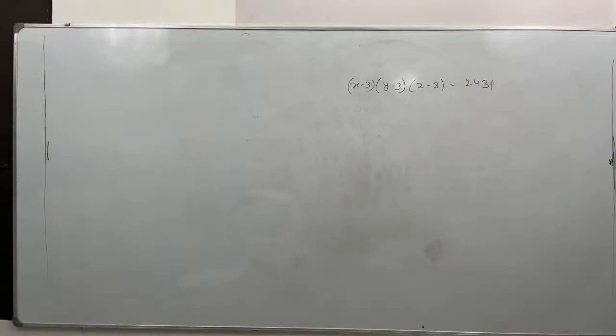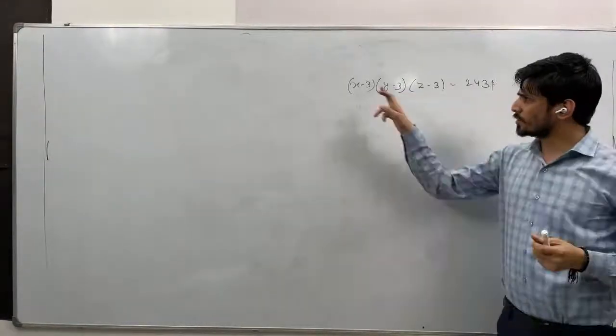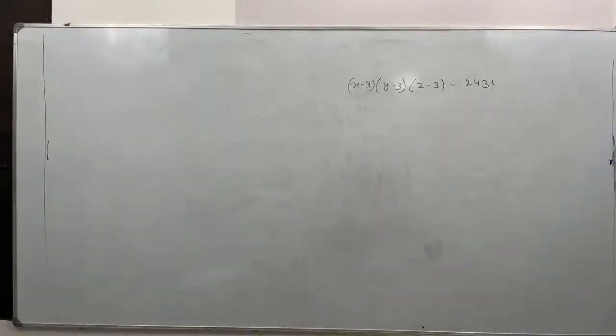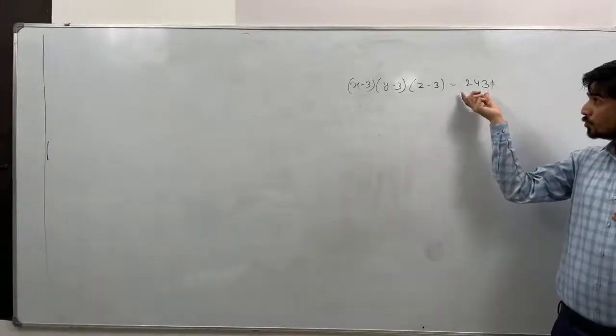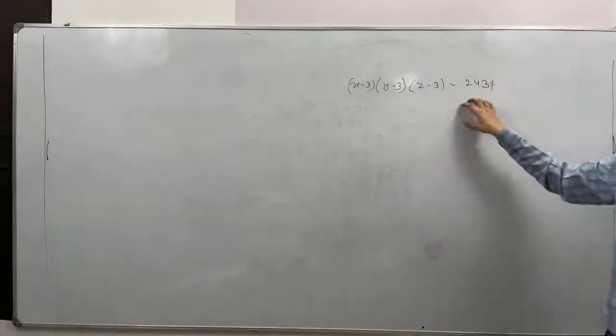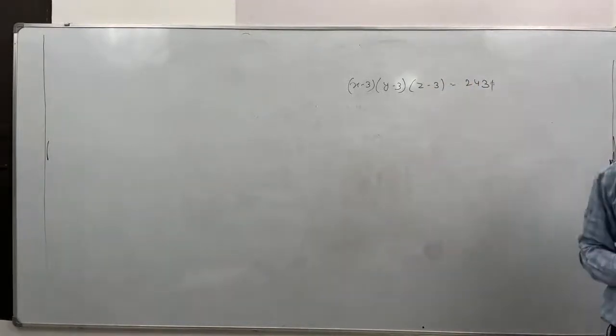How can you factor 2431 such that the product, you need 3 numbers, right? So 3 years back, let's say he has 3 children, x, y, z. 3 years back, what will be their ages? x minus 3, y minus 3, and z minus 3, and the product is 2431. Now the question is, how can you factor 2431 into 3 factors? You need 3 numbers on the right-hand side also, then you can compare. So how will you factor 2431?